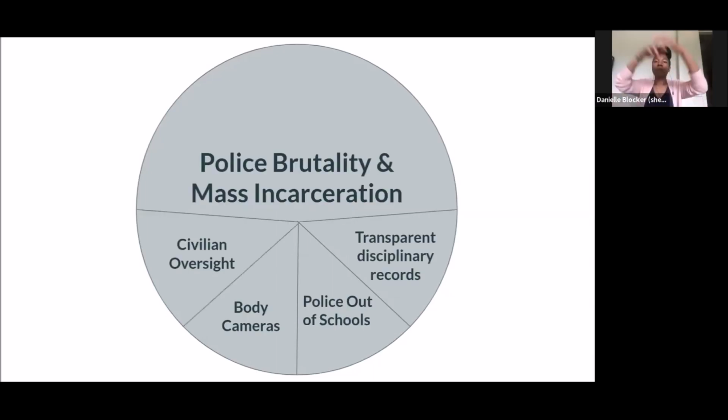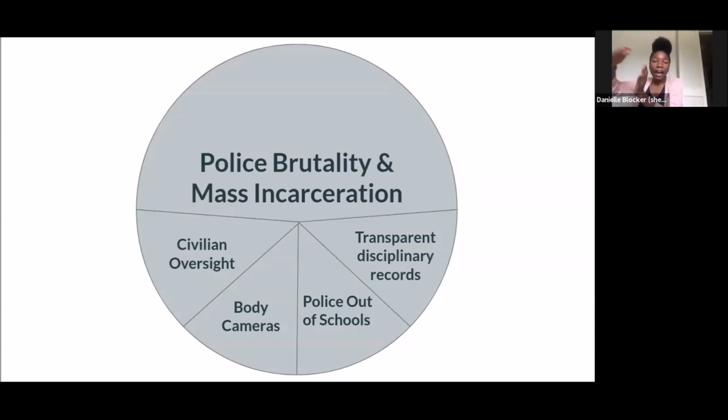So, for example, police brutality, mass incarceration. It's a huge thing. We can break it up into smaller issues of, first, we're going to get police out of schools, right? Then we are going to have all police wear body cameras. Then we're going to have a civilian oversight board. Then we're going to have transparent disciplinary records of police, so we can know, okay, which police officers have been accused or convicted of misconduct and which ones haven't.